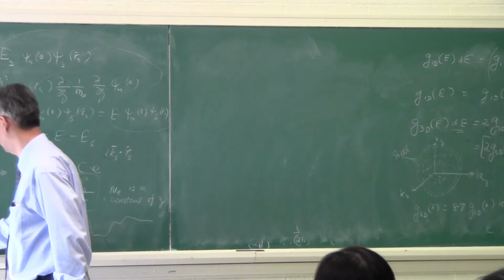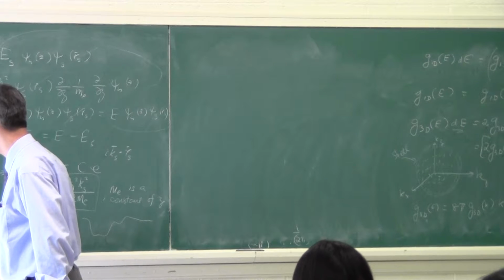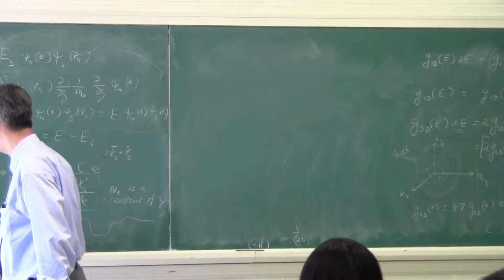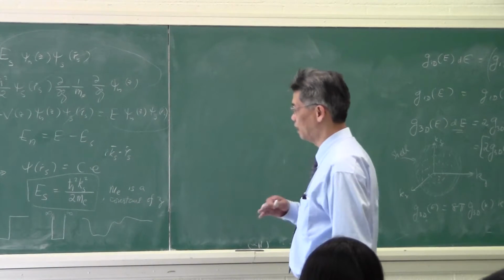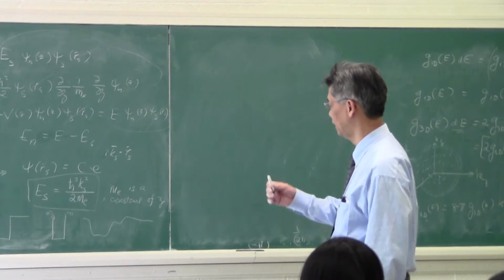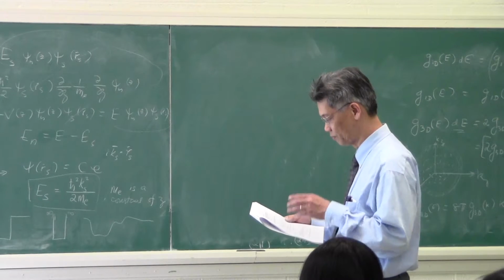You might have a numerical method if you have a complicated structure like that. So it depends on how the 1D potential looks, whether it has a closed form or no closed form.